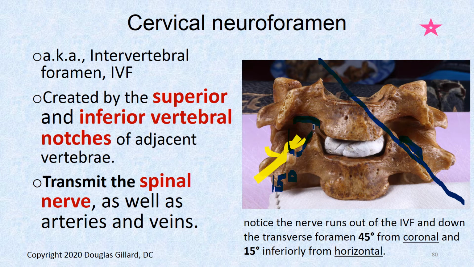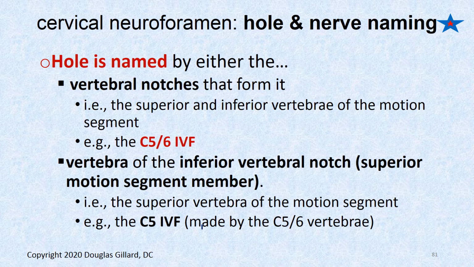What is transmitted through the neural foramen? Spinal nerves are transmitted, as well as arteries. There's segmental and radicular arteries and veins and things like that. And we talked about the transforaminal ligaments and the interforaminal ligaments in a previous video. And what else? The hole and nerve naming, we talked about this.